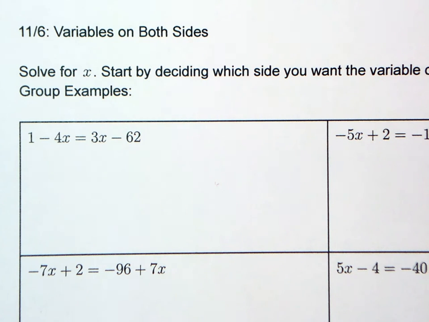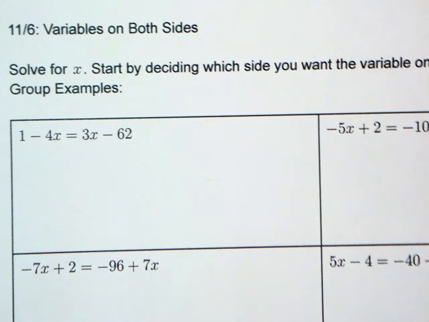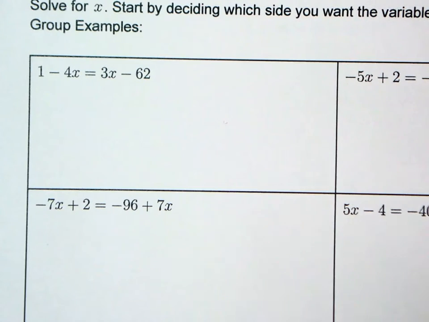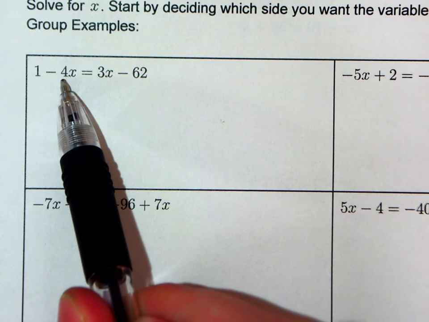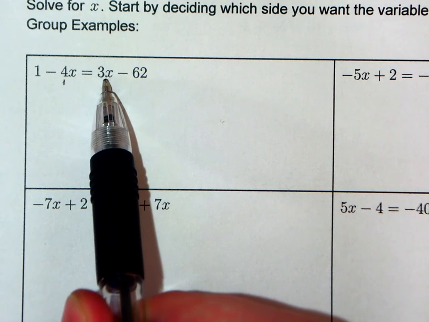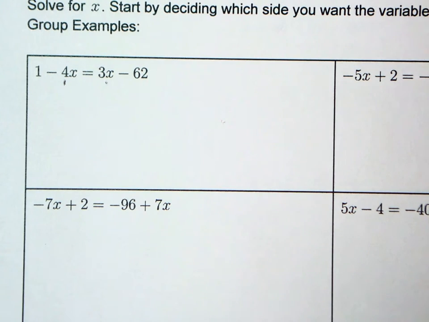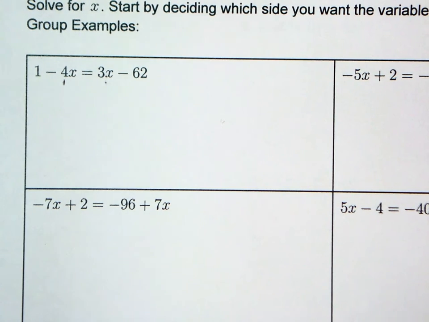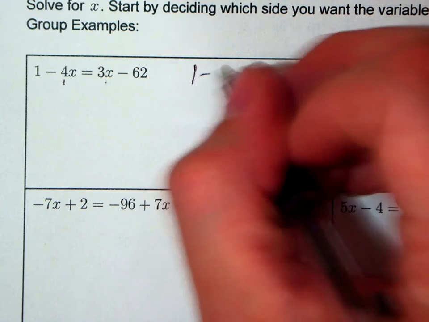November 6th, variables on both sides. The goal is to solve for x. So this first example, we see there's a negative 4x on the left and a positive 3x here on the right. The goal is to either move x around so that all the x terms are on one side, like the left, or the right. It doesn't really matter which way you do it, so we'll show it both ways.